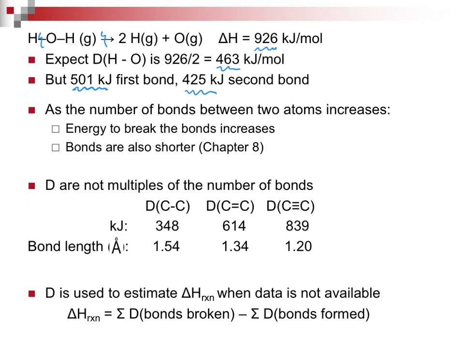So let's move on. As you increase the number of bonds between two atoms, you're going to need more energy to break the bonds. Here I have a single, here I have a double, here I have a triple. So you can see that the kilojoules are definitely going to increase. It's not linear, it's measured. And also, as the number of bonds increases, they're going to be shorter. My bond length goes from 1.5 to 1.3 to 1.2. Again, you do not have to know the numbers, you just have to know the trend of what is occurring.